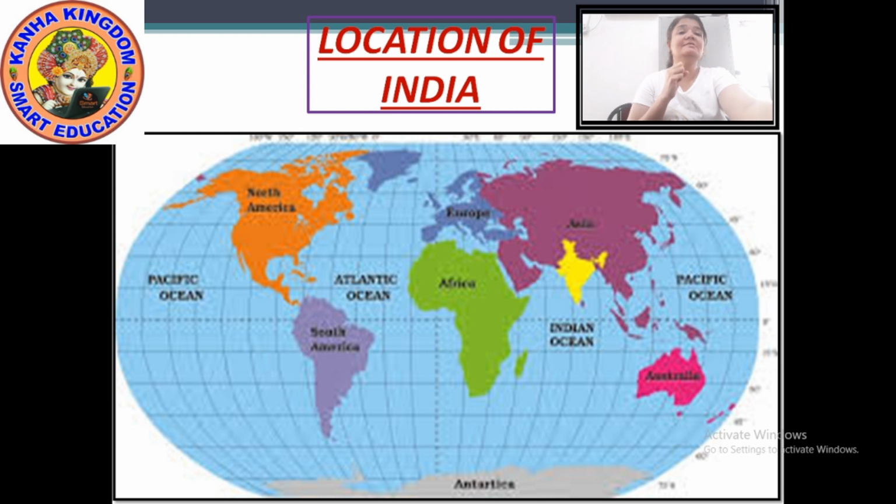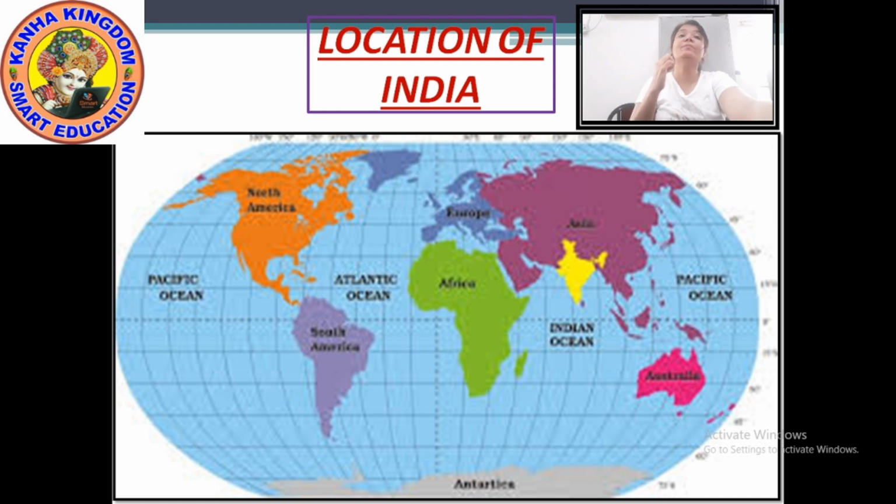Looking at this, you must have understood that India is located in the Asia continent and it is near the Indian Ocean because it shares most of its boundary or parts of the boundary in the Indian Ocean. Okay? And the countries that are near the boundaries of India, you can count as the neighboring countries of India. Okay? Now let's move to the location.